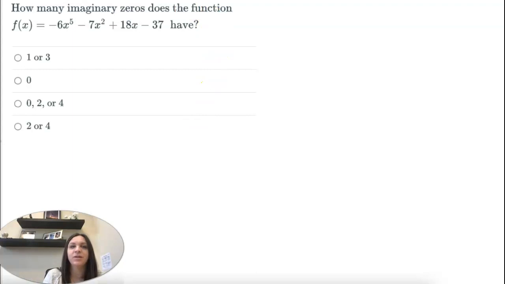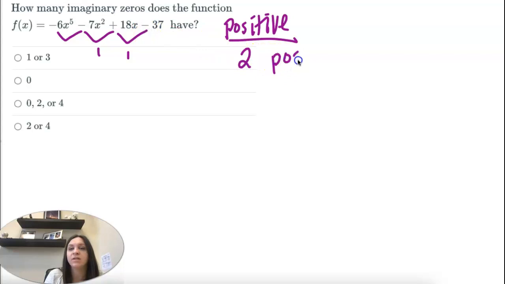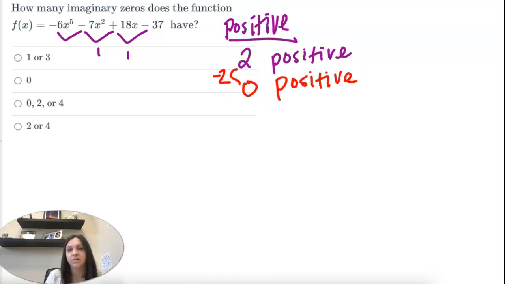So let's do this one. How many imaginary? So guess what? We have to go through positive and negative to find imaginary. So let's start with positive, and we're counting sign changes. Nope. Yes. Yes. Negative, positive, positive to negative. So there's 2 positive. And then remember, we go down to 0 positive. So 2 or 0.